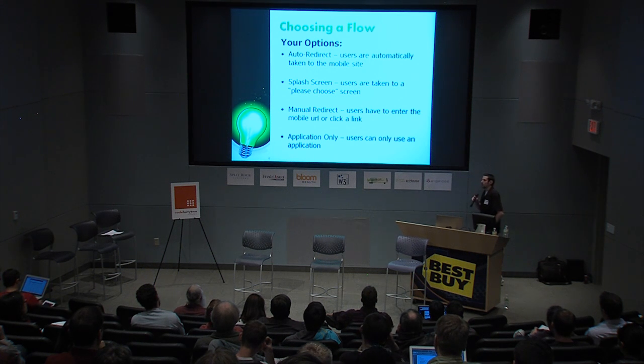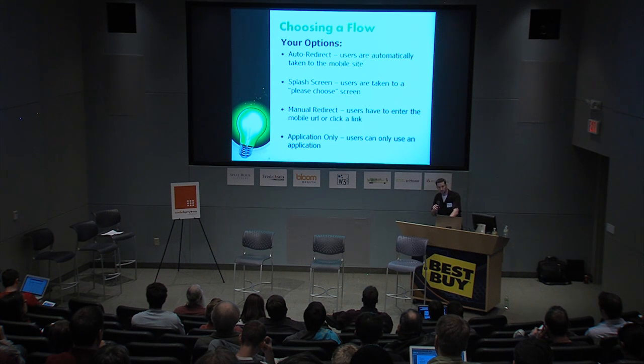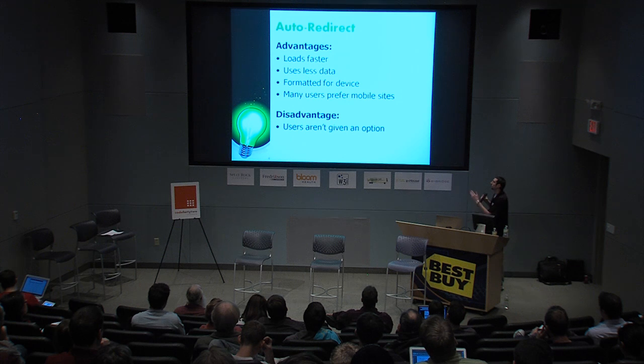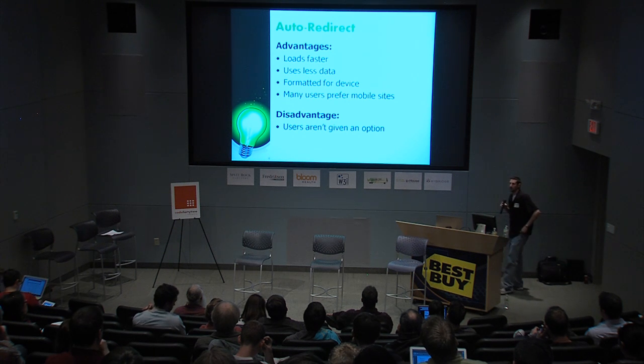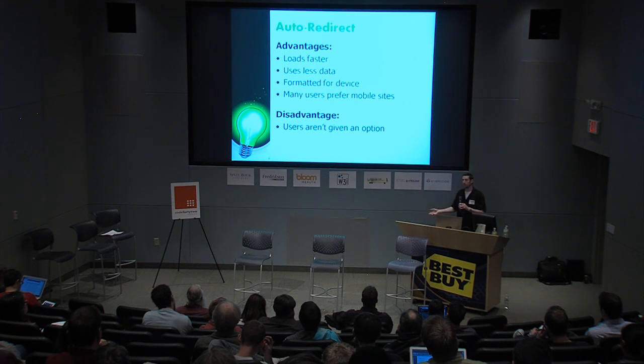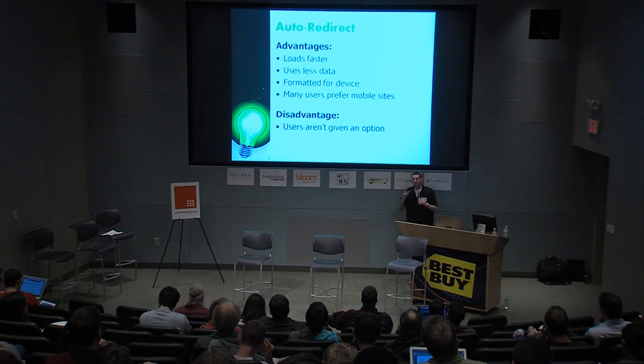And you can do application only. Users have to download the application to use for mobile. Auto redirect loads faster. Another advantage is it uses less data. Rather than have to go to the full site, download the full site, find the link, and click on it, they're now taken to a mobile site that loads quicker and uses less data. Because it loads quicker, if they want to go to the full site, they have that link presented to them sooner.